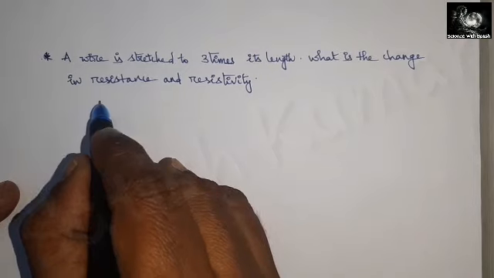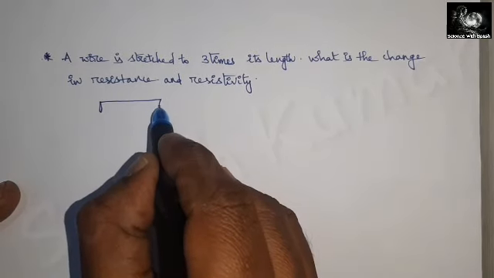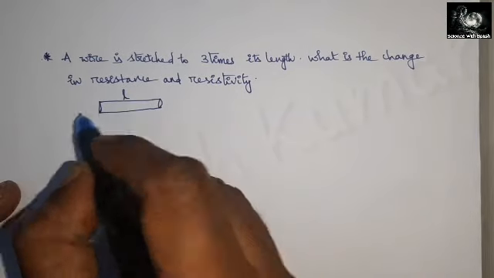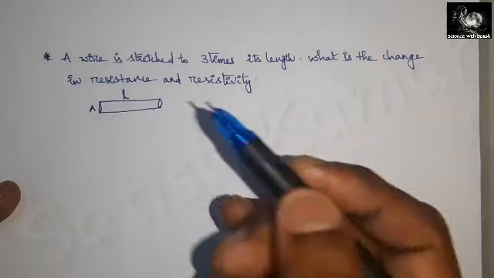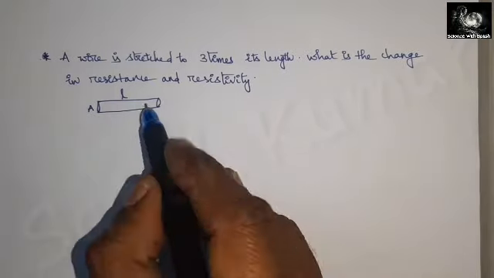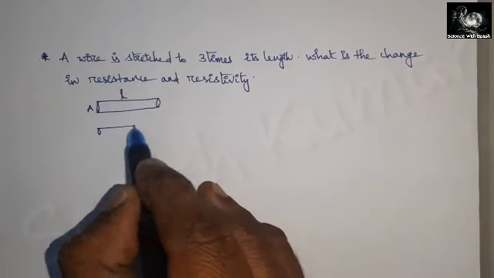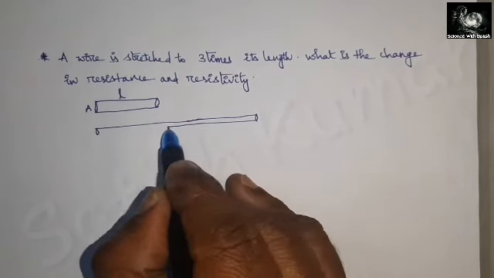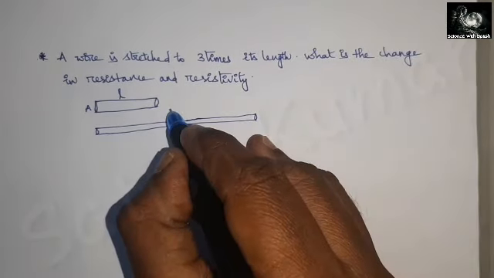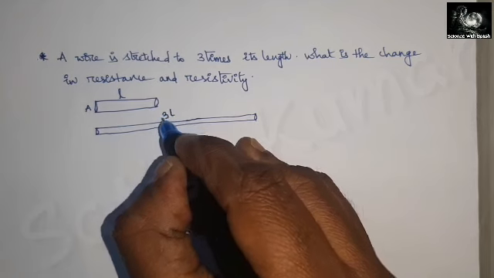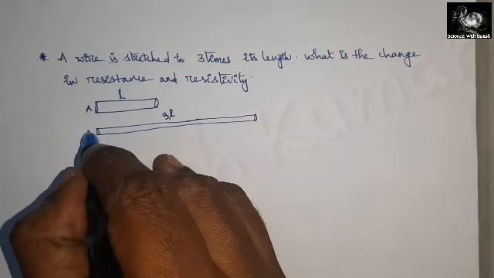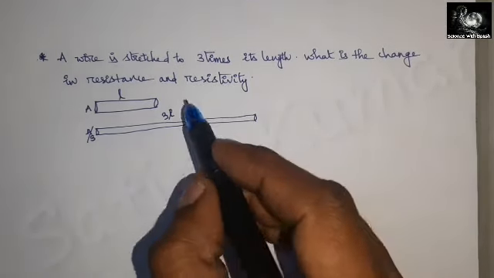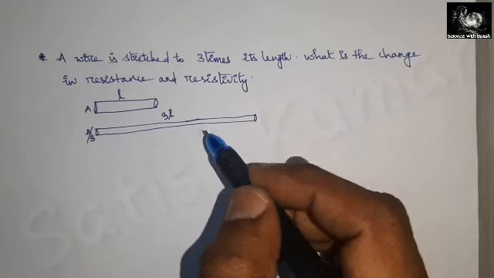So let us consider this is the wire. The length of the wire is L, say, and the cross sectional area is A. Now it is stretched thrice, that is, we made it 3 times. If we stretch it 3 times, its length becomes 3L and its area will be decreased to A by 3 because the volume will not be changed.